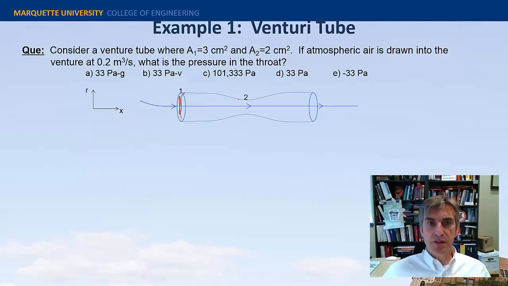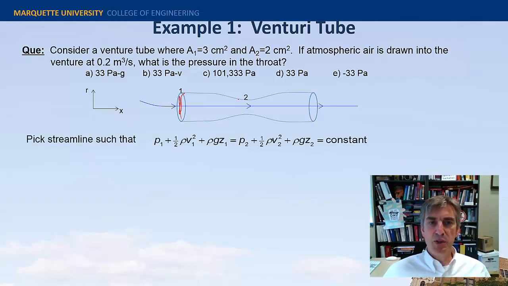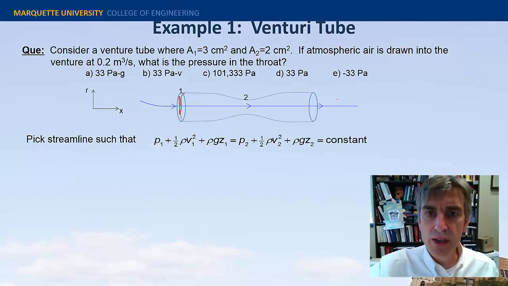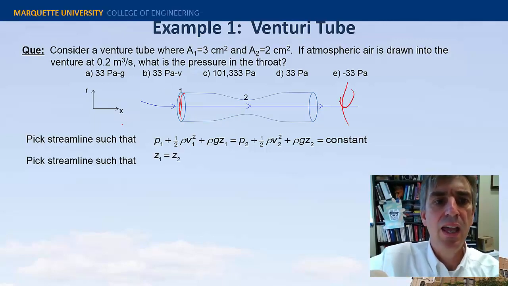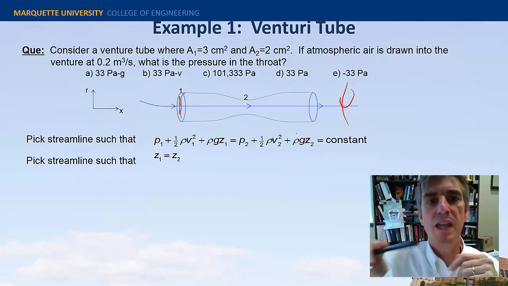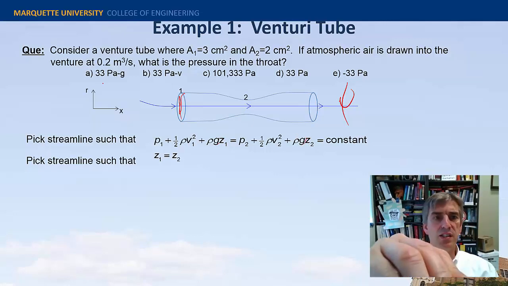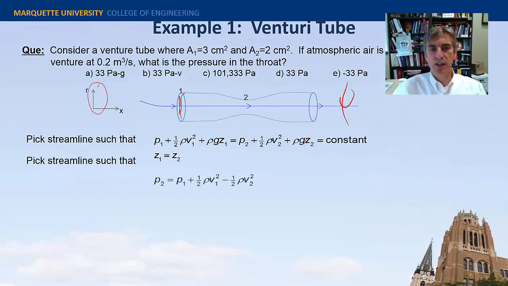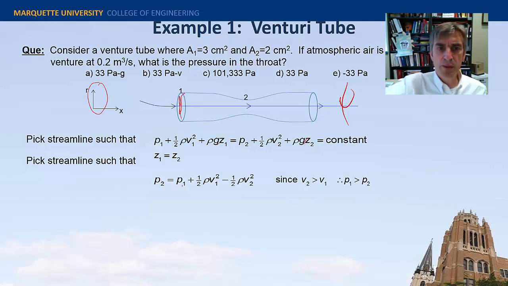Sounds like a simple Bernoulli problem to me. So there's the Bernoulli equation. We pick a streamline. I'll just go ahead and pick this streamline here. And that would mean that Z1 and Z2 are the same, or in the coordinate system, that R isn't changing along that streamline. So that means our Bernoulli equation simplifies to just that the pressure at 2 is equal to the pressure at 1 plus the dynamic pressure at 1 minus the dynamic pressure at 2.